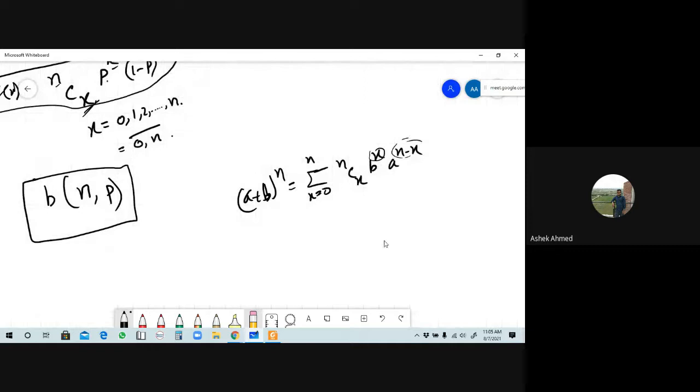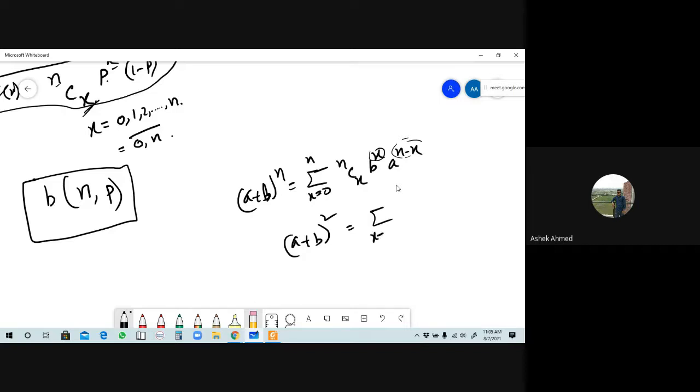So (a plus b) to the power n is the summation of x equals 0 up to n, nCx b to the power x into a to the power n minus x. But can you say the formula of (a plus b) whole square? We know it is a square plus 2ab plus b square. So we can derive this formula from this expansion formula.